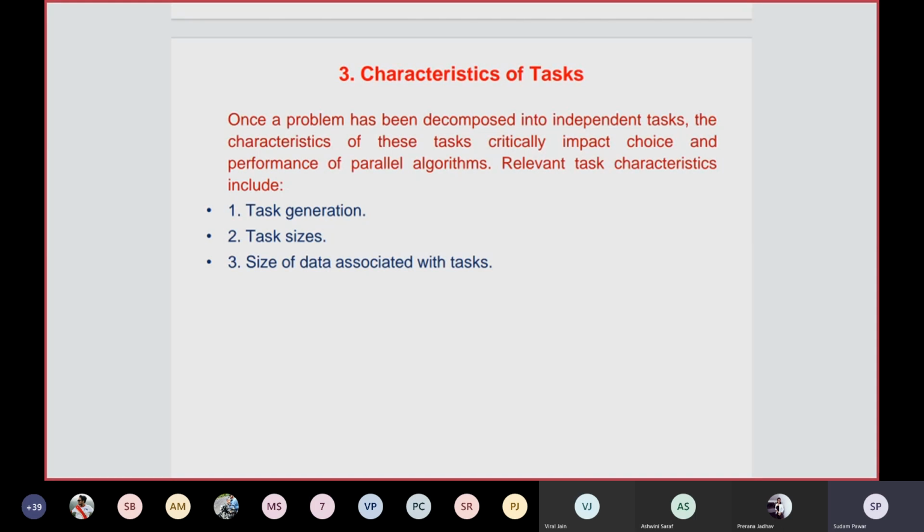If it is fine-grained, the task size will be small, and that may be uniform or non-uniform also. Coarse-grained means the task size will be larger. Then the size of data associated with a task depends on the input data that is required for the current task to complete its computation and to produce a desired final or intermediate result. The input data set may be small or large, and it will vary depending on the type of task you are executing.